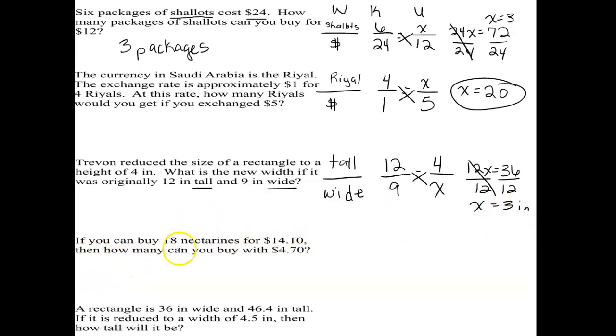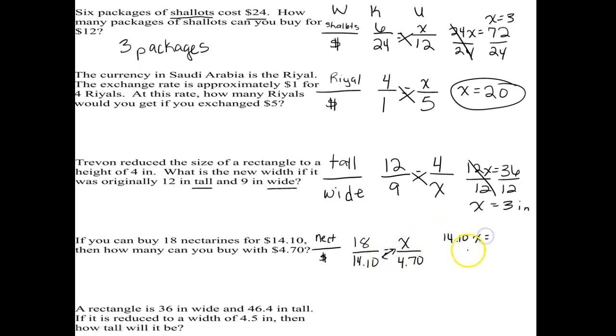All right, if you can buy 18 nectarines for $14.10, then how many can you buy with $4.70? So if I can buy 18 nectarines, so nectarines to dollars. So if I can buy 18 nectarines for $14.10, how many nectarines? So the nectarines is what we're trying to find. How many can I buy with $4.70? So I'm going to cross multiply.